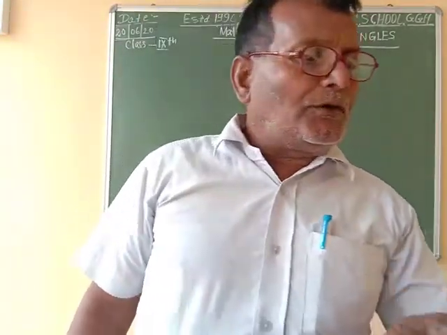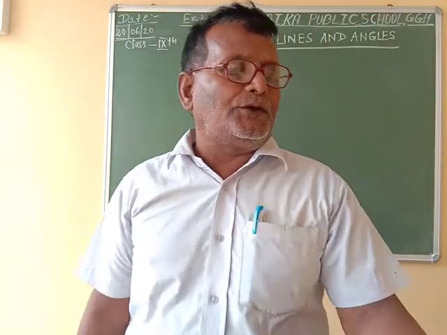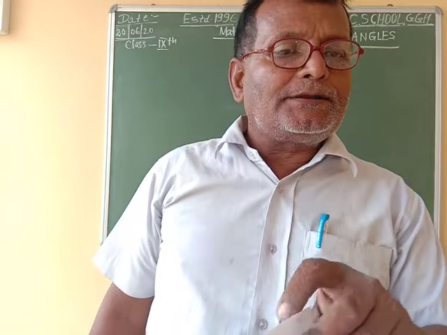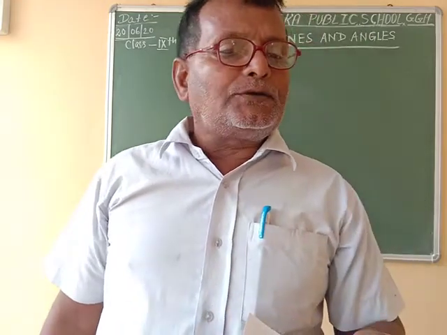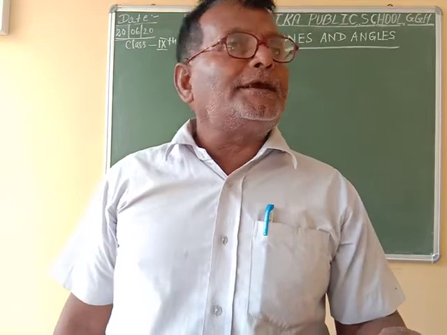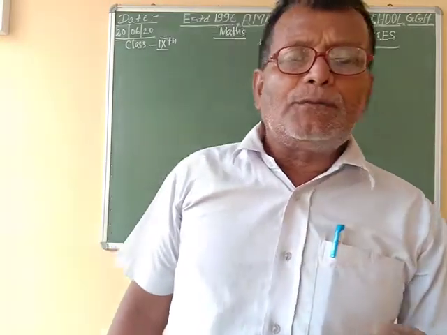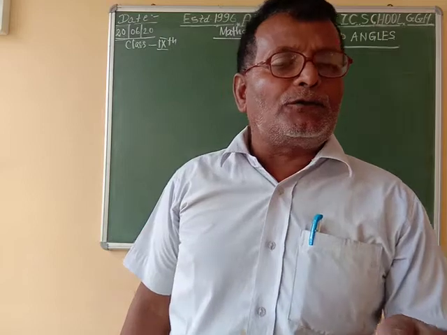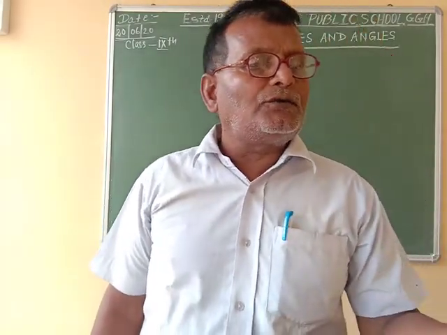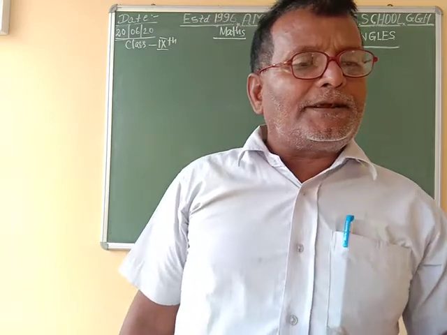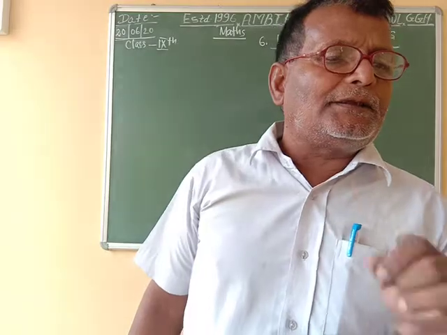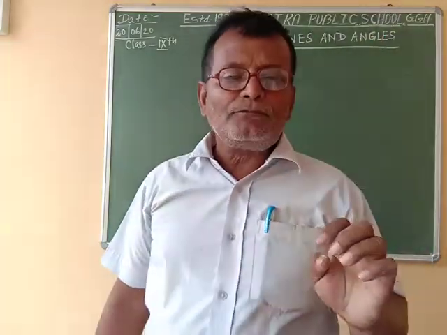In this period, I am going to solve proof of theorem 6.1. In the previous class, I had solved axiom 6.1: if a ray stands on a line, then the sum of two adjacent angles so formed is 180 degrees. And axiom 6.2: if the sum of two adjacent angles is 180 degrees, then the non-common arms of the angles form a line.